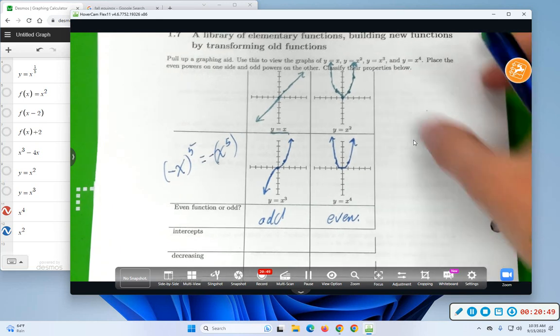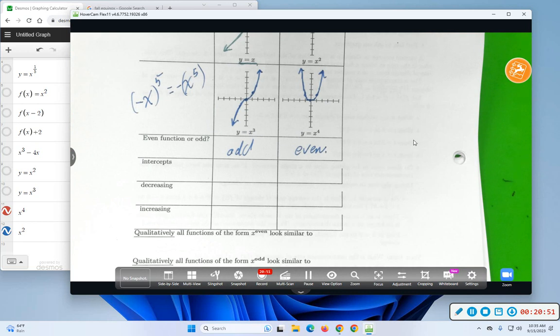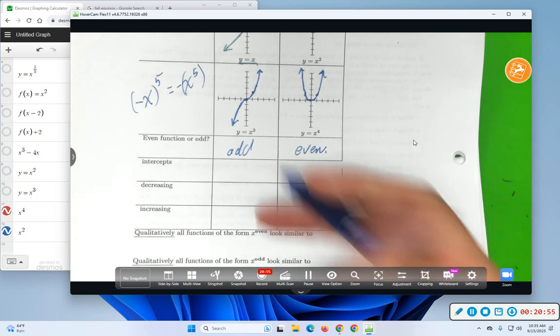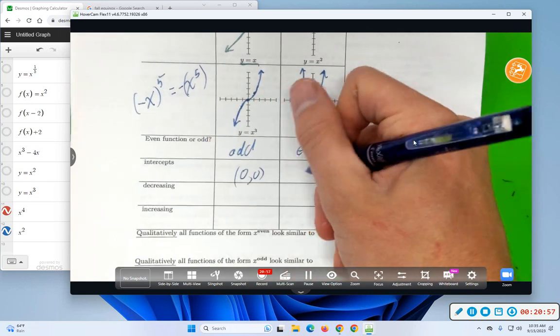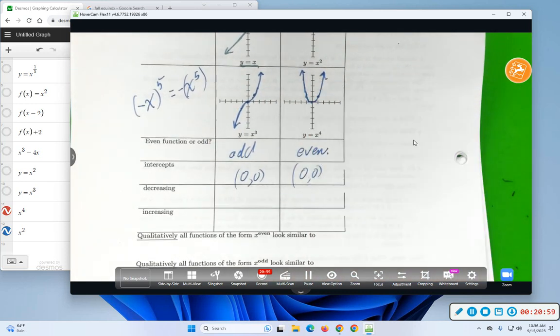Intercepts. Where are the intercepts of these functions? Yeah. 0, 0. Nice. Where are these functions decreasing fast? Where are the odd power functions decreasing? Yeah.